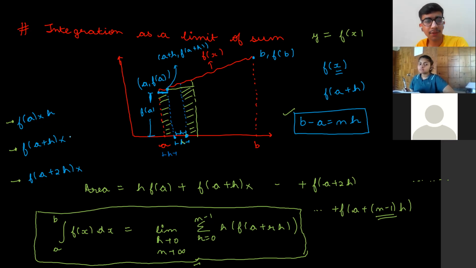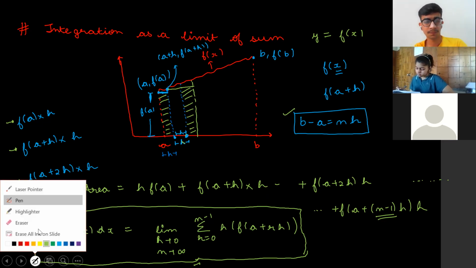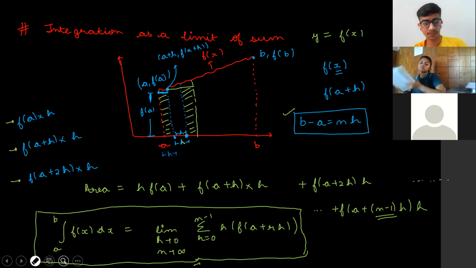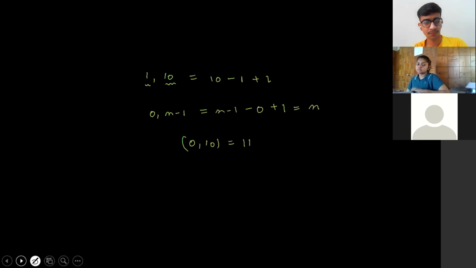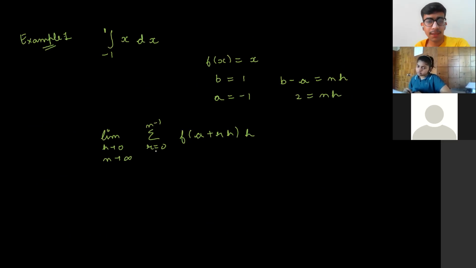So area क्या होगा? f of a into h, f of a plus h into h, f of a plus 2h into h. And यहाँ पे भी area, total area will be h into f of a plus h into h, f of a plus 2h into h, and f of a plus n minus 1 into h. ठीक है, अब अप्लाई करते हैं फॉर्मूला.